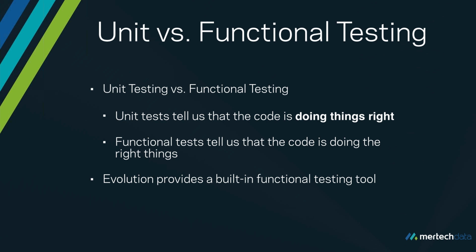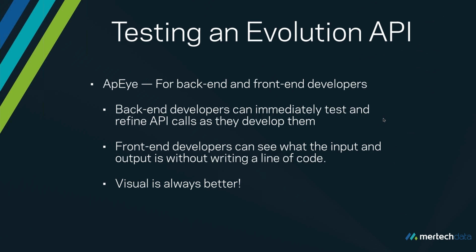And really, the API testing that's built into Evolution is to help you with that sort of functional testing, although really it is just one piece of that. So how do you go about testing an Evolution API? Well, the API interface that we have built in is intended to be used not only by back-end developers, but also by front-end developers. Back-end developers, of course, can use this immediately to test and refine their API calls as they're developing them, to see the sort of data output they're getting. And really, it gives you a means by which you can try this stuff out instantly before it goes through any sort of other testing you may have, or before it's touched by a front-end developer at all.